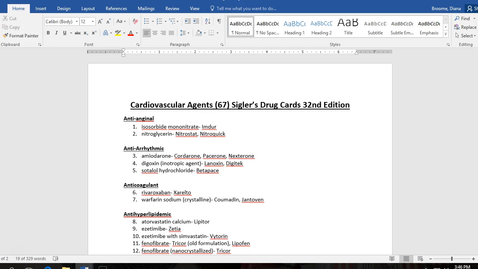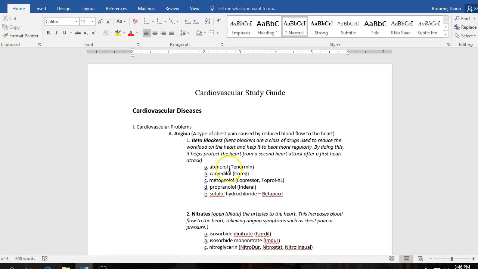However, there are 67 drugs to study for the cardiovascular, and I feel that that may be overwhelming, and for me, to be honest with you, I think it's more important to just know the brand, the generic, and what category these drugs fit into. What I have done for you all is I've prepared a different study guide that I will be sending to all of you. And in this study guide, I wanted you all to have a better understanding of what these categories even mean and how these drugs work.